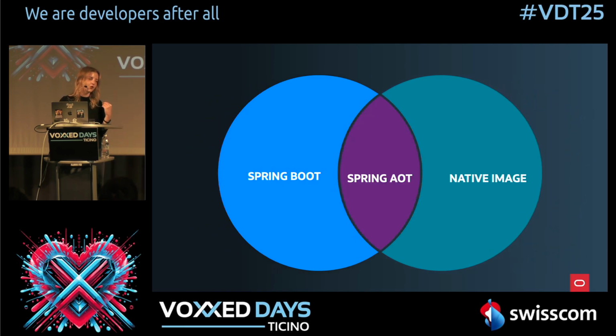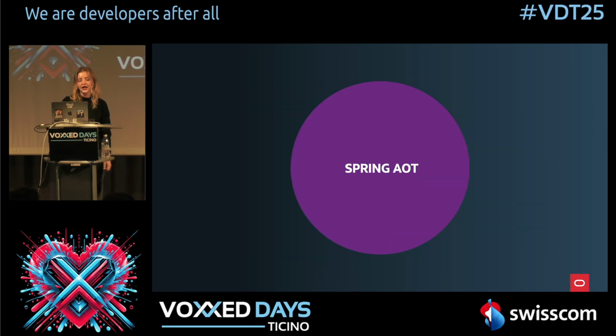And this is a new project and a new build step when you're building your Spring application with GraalVM. And it will transform your application in a way that is easier for native image to understand. This means that this needs very little to no work from your side. It will just transform your application in a way that is more native image friendly.